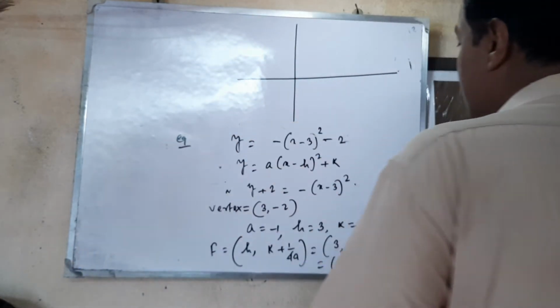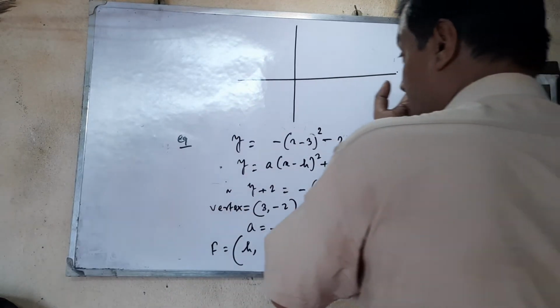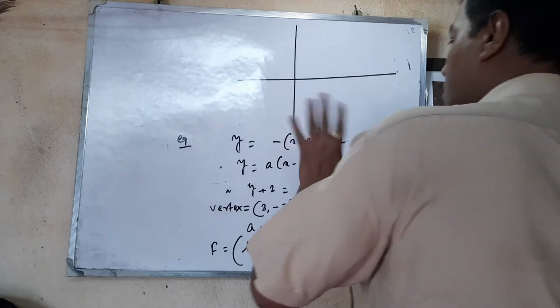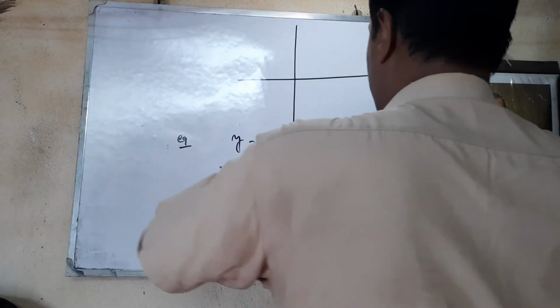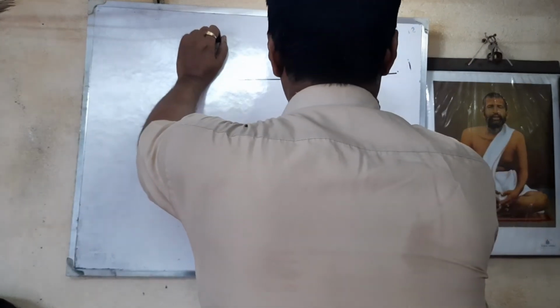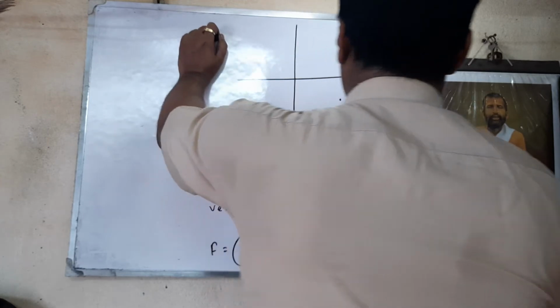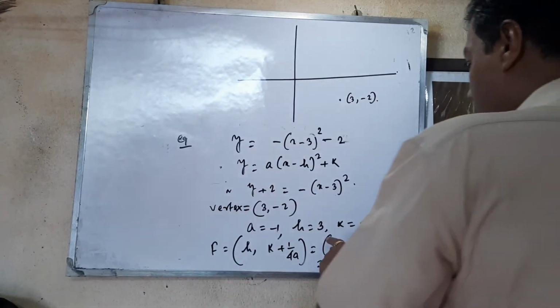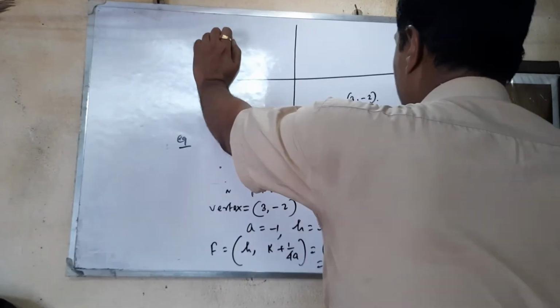Now you all see that if y equals 0, then x minus 3 whole square equals minus 2. Okay. So the vertex is at 3 comma minus 2. And what is its focus? 3 comma minus 9 by 4.